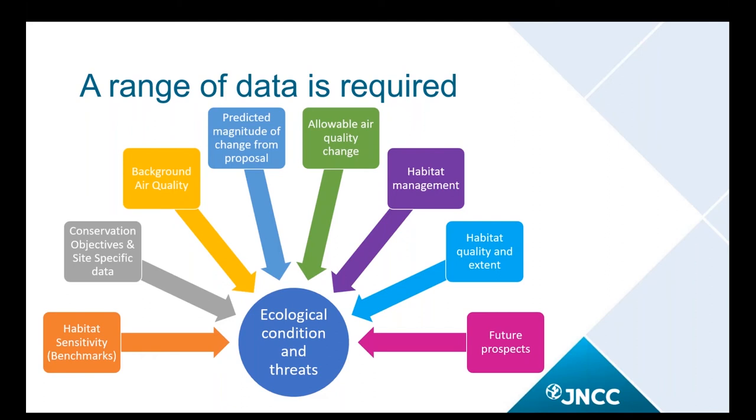There's the kind of decision-making aspects that each agency has to consider about whether they accept the amount of change from proposals. Management of the habitat will affect how you detect air pollution effects or whether they're actually going to undermine the site's ability to function. And the quality of the habitat and the extent of the habitat, those will hopefully be things that are more familiar in the JNCC work. But also, is air pollution affecting the future prospects for our habitats as well?